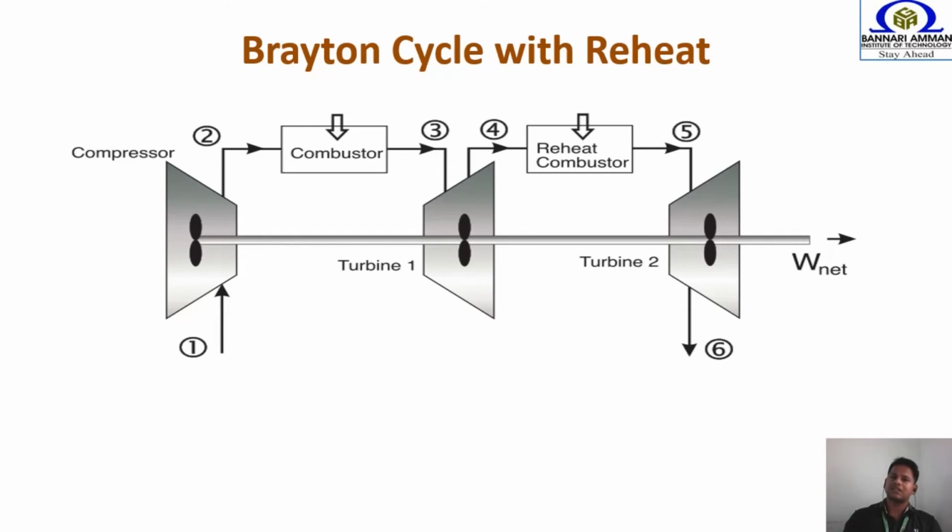By using regeneration, we are just reducing the fuel supply given to the combustion chamber, so the efficiency is increasing. Now come to the third modification. By using a reheater, you can get more work output from the turbines. Instead of having one turbine, we are providing two turbines. In between these two turbines, we are providing the reheater. So at overall cost, you can get more work output from the turbines.